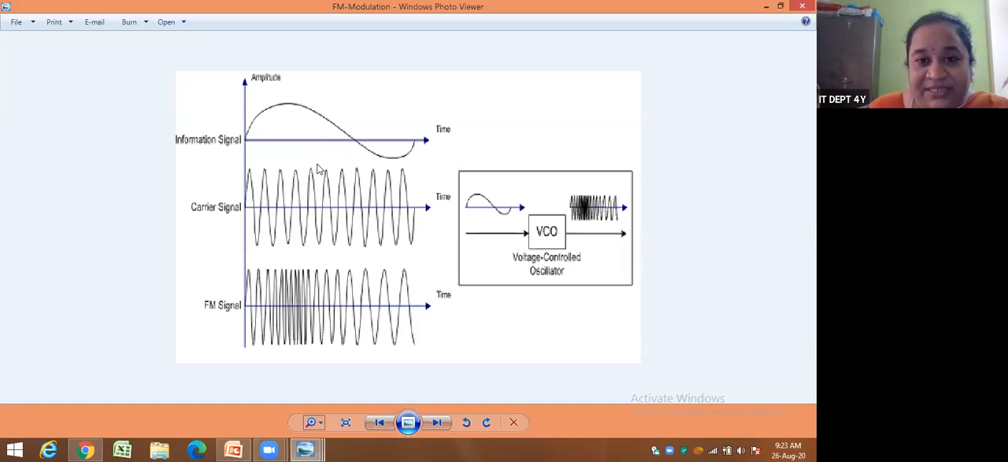Are you able to understand or not? In the amplitude modulating signal, the carrier has changed its amplitude, but not the frequency. The carrier has changed its amplitude levels, right?